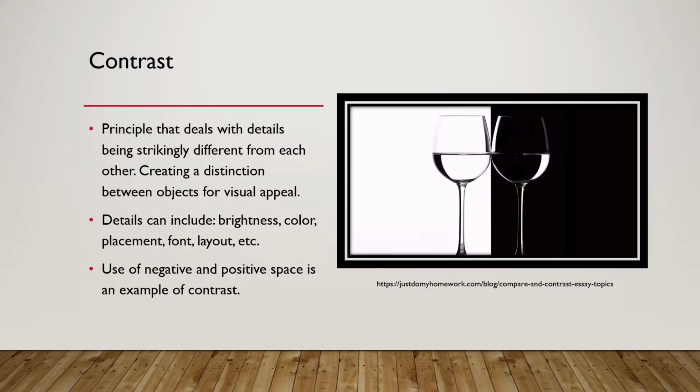So lastly, we have contrast, a principle that deals with details being strikingly different from each other, creating a distinction between objects for visual appeal. Details can include brightness, color, placement, font, layout, etc. Use of negative and positive space is an example of contrast.